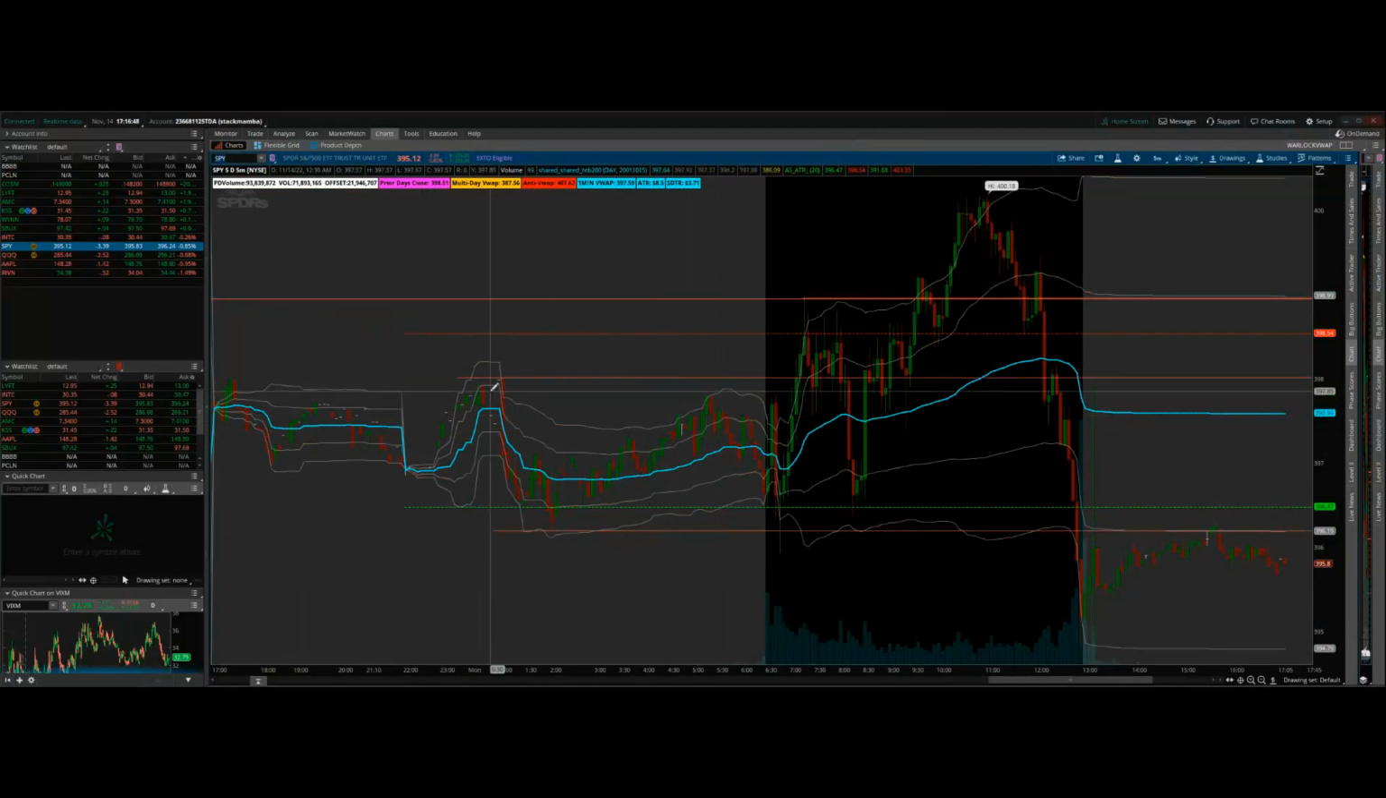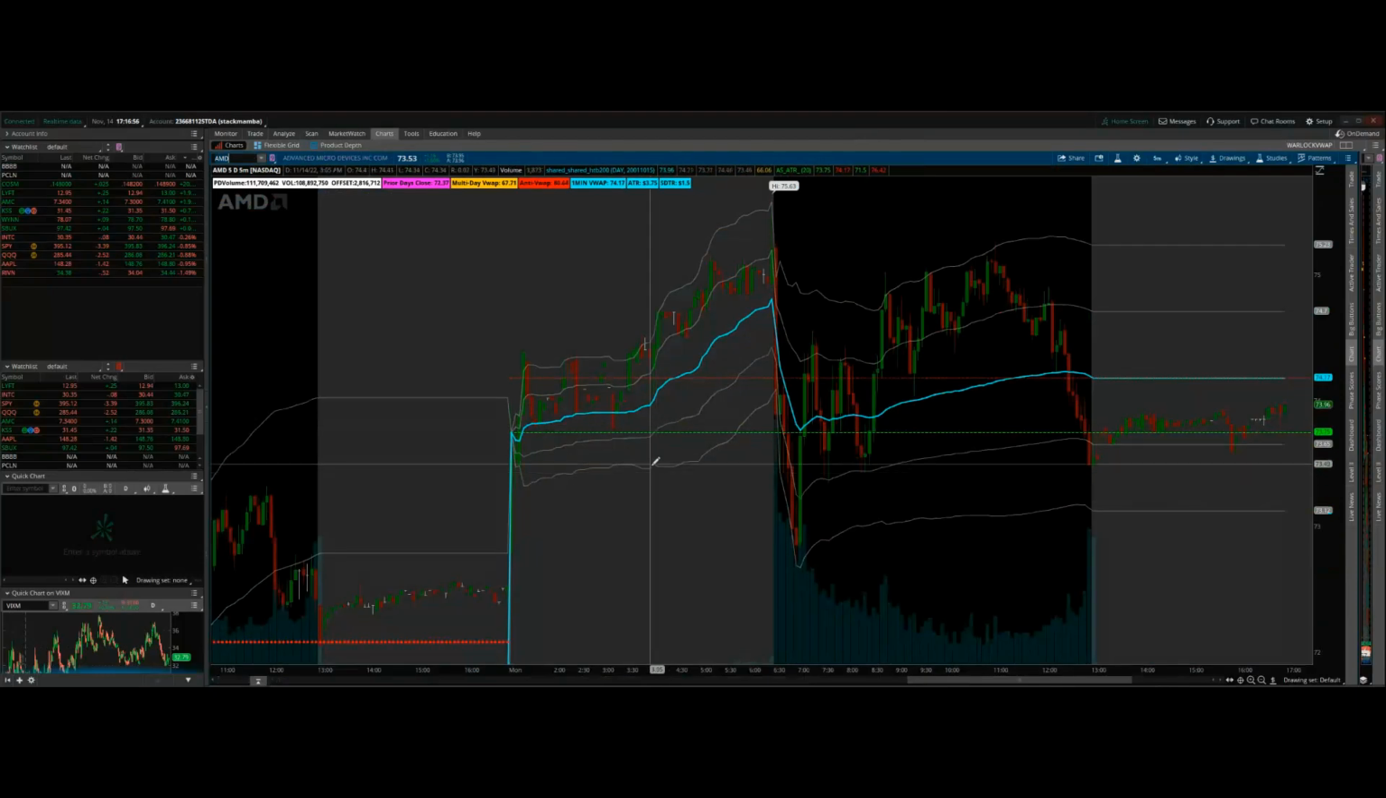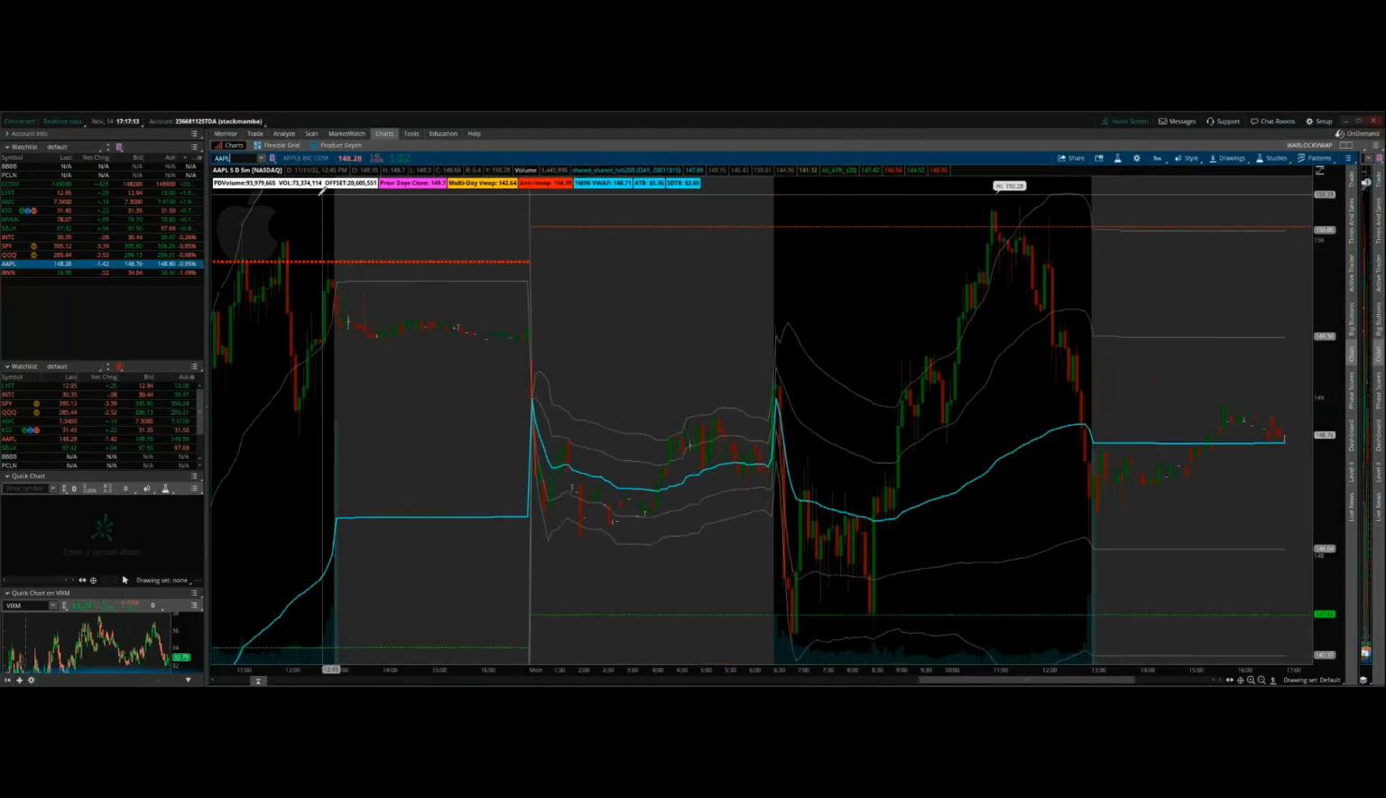Let's take a look at who reported earnings today. Let's take a look at AMD. Pretty much the same chart. The market moved the same way today. What was interesting today? I watched a lot of Apple. Apple did its own thing.